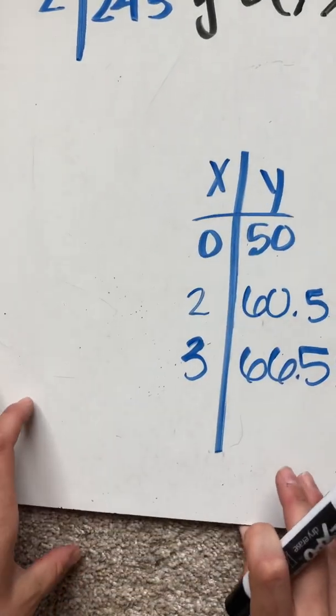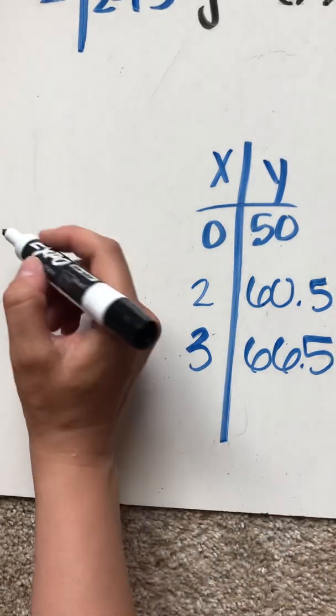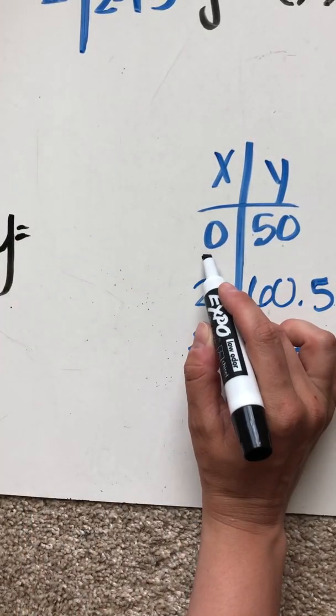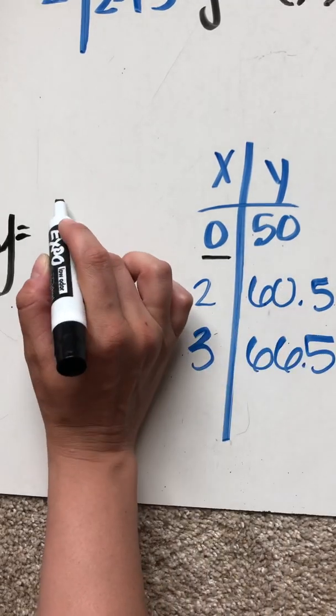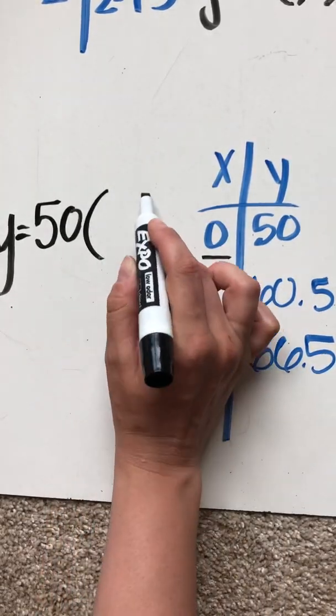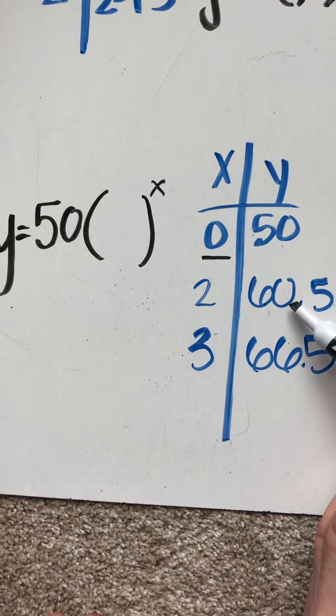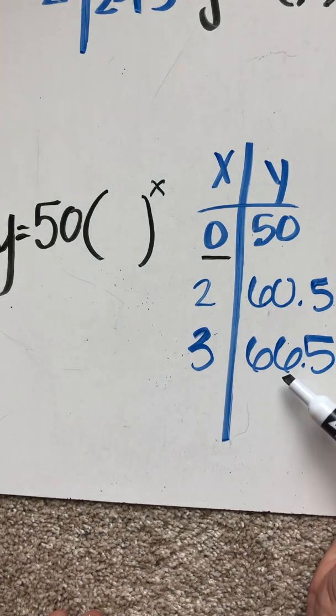Now moving on to letter B. Again, I see my a value right away. My a value is my y-intercept, where x is 0. So my a value is 50. I have to figure out what number I'm multiplying by to go from 50 to 60.5 to 66.55.